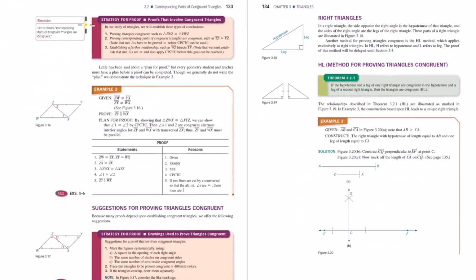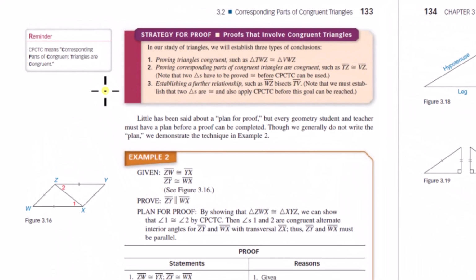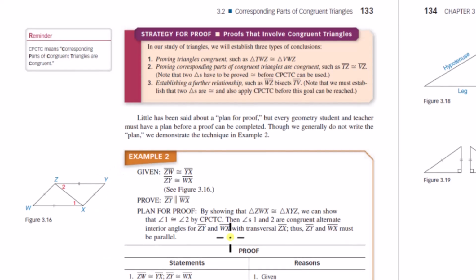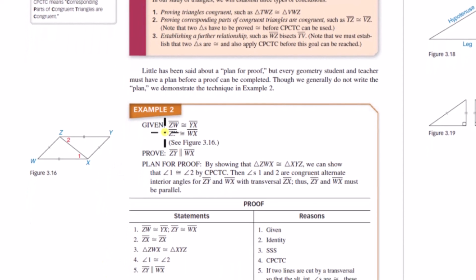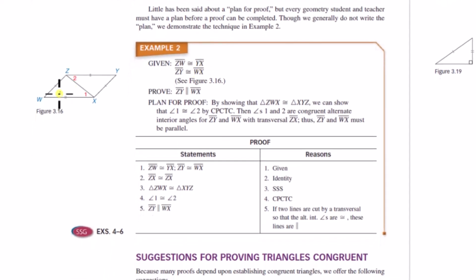Okay, so here they give a breakdown of a strategy for proof. We're not going to go through all this. We're going to do these proofs informally. So, let's look at an example. Given that ZW is congruent to YX, they have that marked. ZY is congruent to WX, they've got that marked as well. Prove that ZY is parallel to WX.